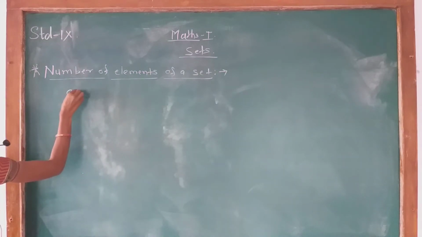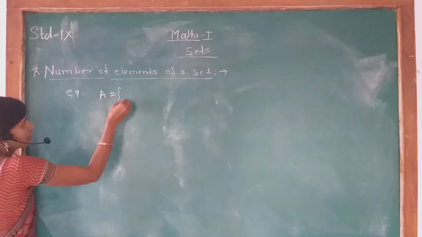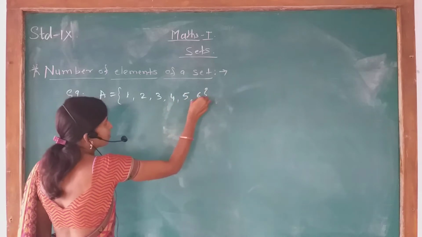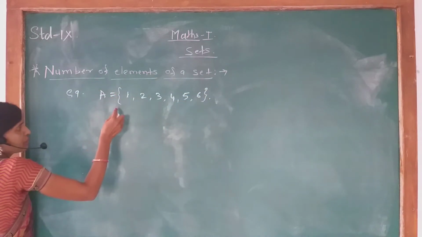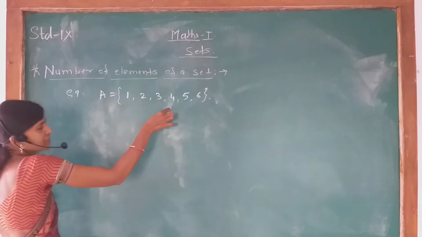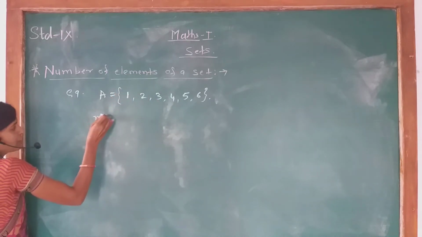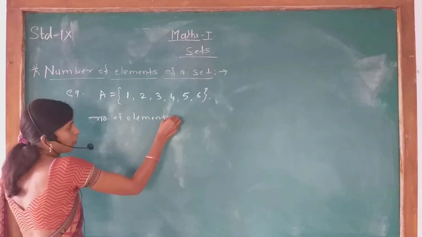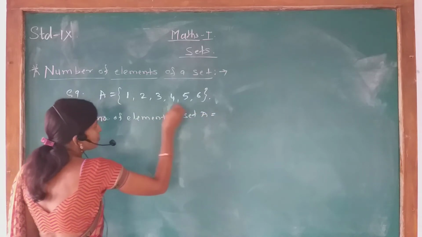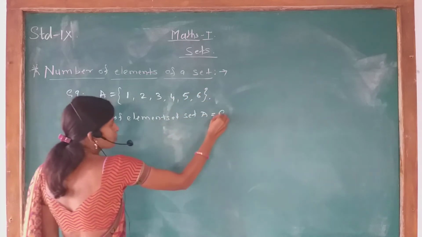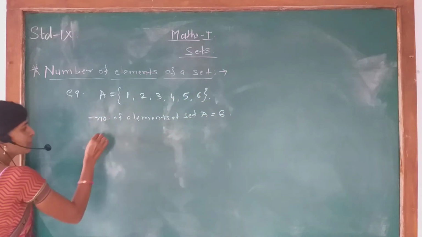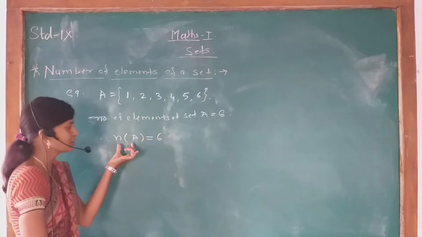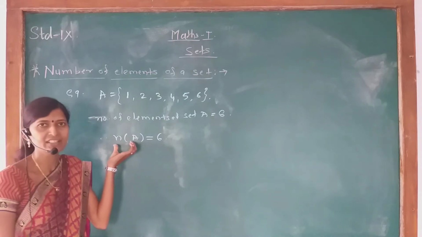Suppose we take one example. Suppose set A is equal to the set {1, 2, 3, 4, 5, 6}. Number of elements of a set means you have to count the number of elements in the set and then write it down. So how many elements are there? Therefore, number of elements of set A is 1, 2, 3, 4, 5, 6. So the number of elements is 6, and in short it is denoted by n(A), that is equal to 6. n(A) means, in short, the number of elements in a set.